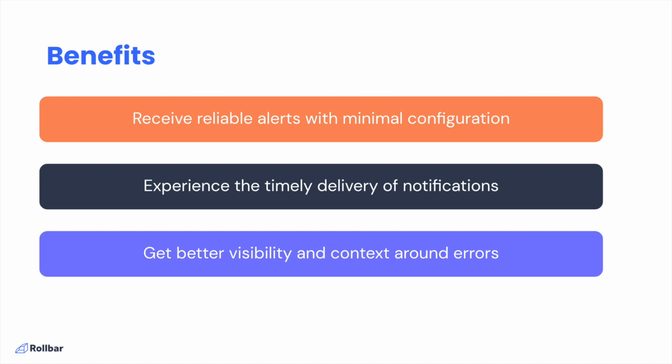So this improves your alerting experience in a number of ways. It's going to give you more actionable alerts with very little input required from you to configure these. It's going to give you timely notification delivery, so the maximum delay I think we've seen so far is 10 minutes. And it's also going to give you more visibility and context around the errors that are a part of that exception, as we'll see in the demo with the notifications that we show, where we do have more information gathered.